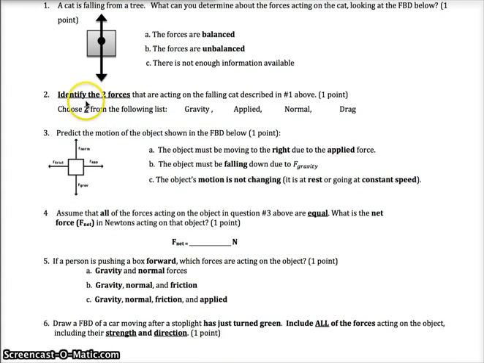Number 2. Identify the two forces that are acting on the falling cat described in number 1 above. Choose 2 from the following list. So we're looking at what we would label this top arrow and what we would label this bottom arrow. You wouldn't use one of these both. So there's 2 of these out of the 4 that you would use. Would you label one gravity, applied, normal, or drag? And would you label the other one gravity, applied, normal, or drag?